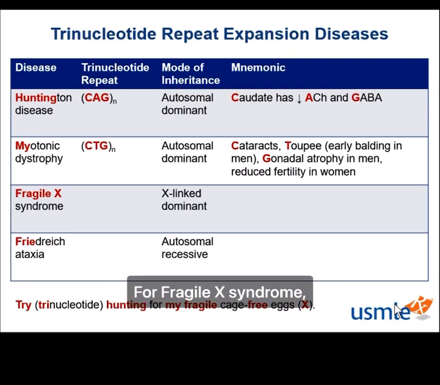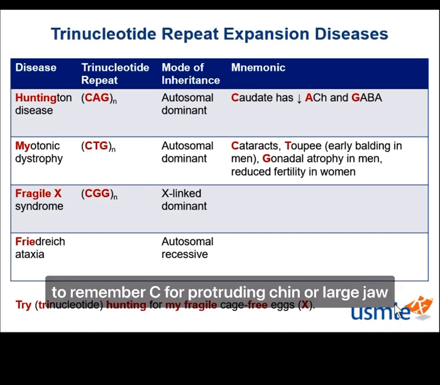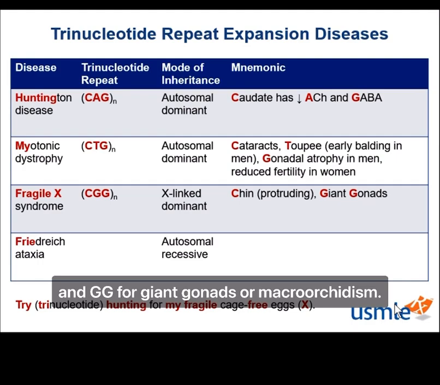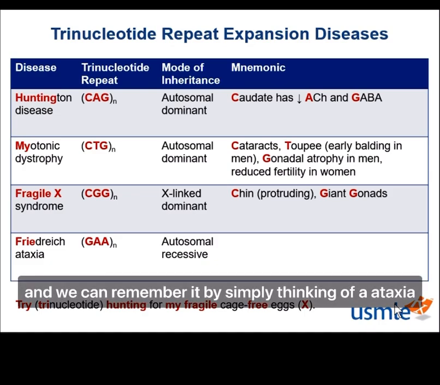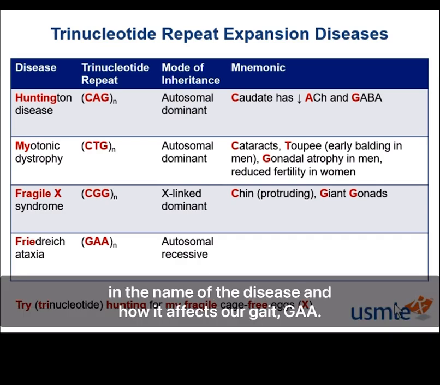For Fragile X syndrome, the trinucleotide repeat is CGG, and we can use CGG to remember C for protruding chin or large jaw, and GG for giant gonads or macroorchidism. Finally, for Friedreich's ataxia, the trinucleotide repeat is GAA, and we can remember it by simply thinking of ataxia in the name of the disease and how it affects our gait, GAA.